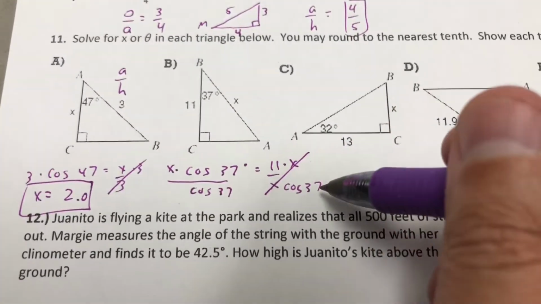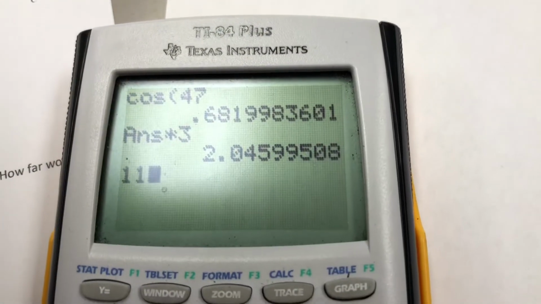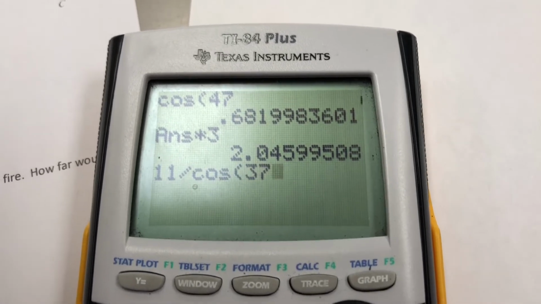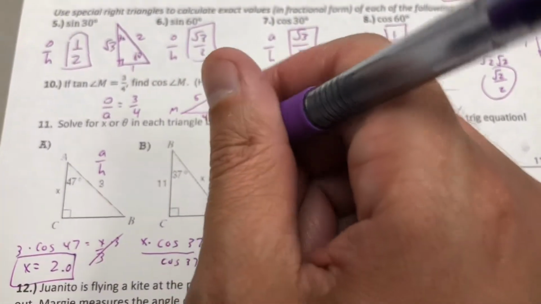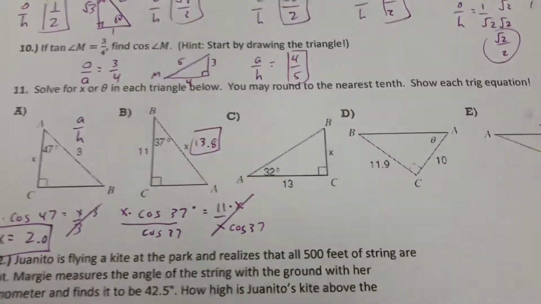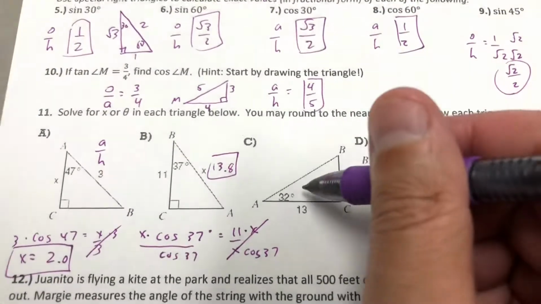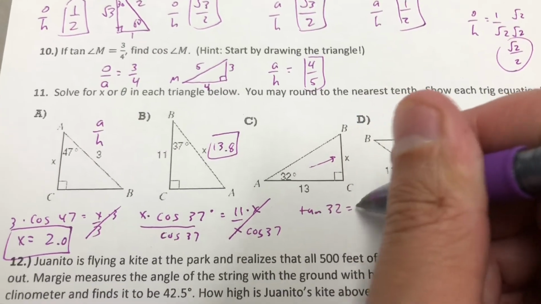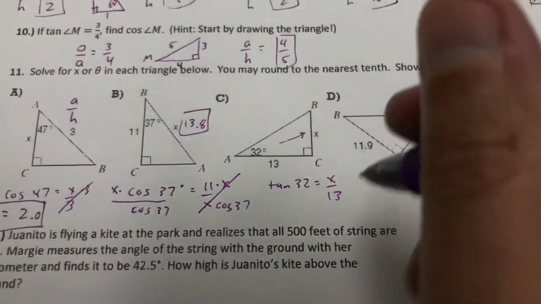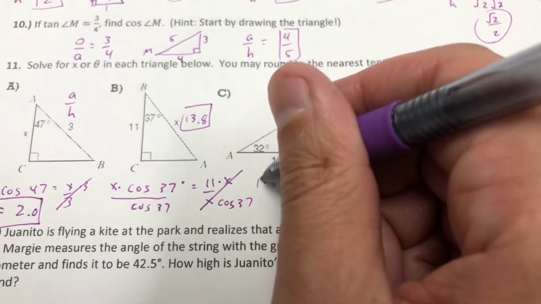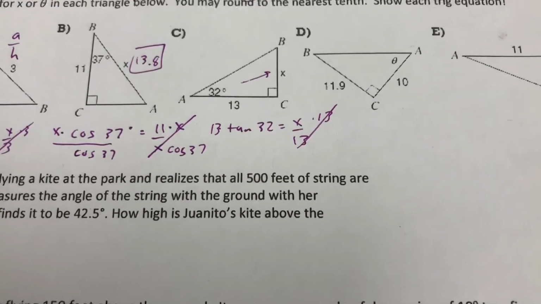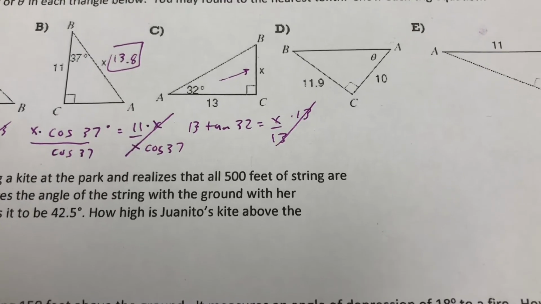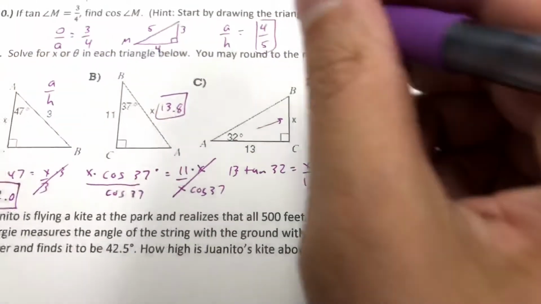So I'm taking 11 divided by the cosine of 37. That's going to be about 13.77, about 13.8 if I'm rounding to the nearest tenths place. All right, the next problem, we have an opposite side and we have an adjacent side. That's a tangent of 32 equals x over 13. X is being divided by 13, so to isolate it, I can multiply by 13. X is going to be 13 times the tangent of 32, which is going to be about 8.1 for x.